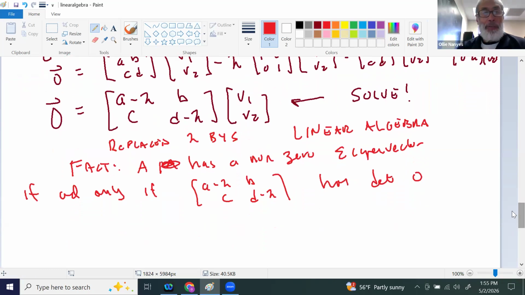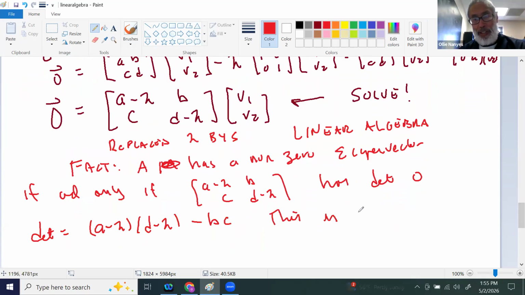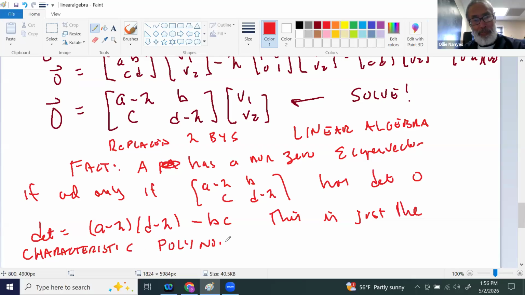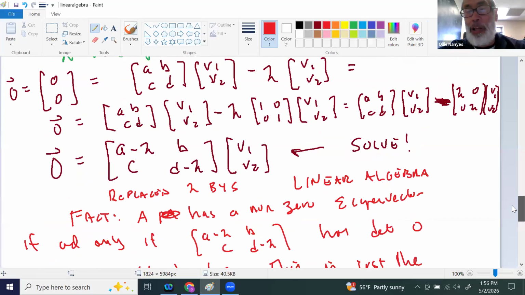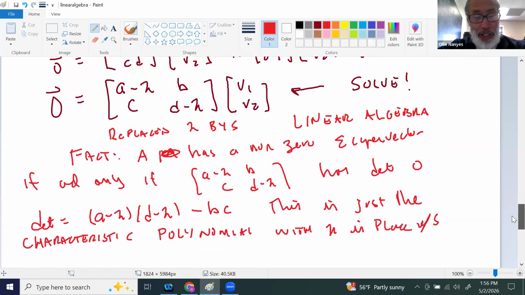So the determinant is going to be A minus lambda, D minus lambda, minus B, C, and this is just the characteristic polynomial with lambda in place of S. So the roots of the characteristic polynomial are in fact the eigenvalues.